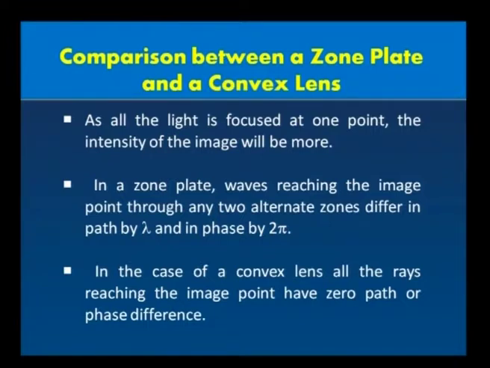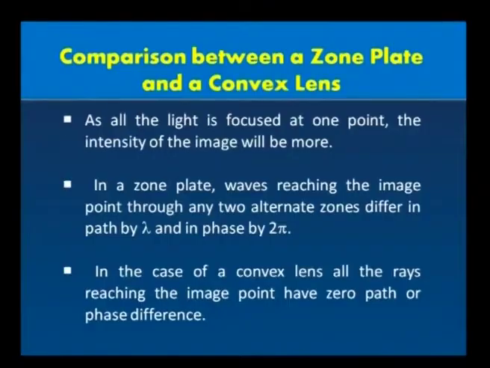So, now we are talking about light coming through the first zone and the third zone. Therefore, the path difference between light coming from the first and third will be lambda, or a phase difference of 2 pi. In the case of a convex lens, all the rays reaching the image point have 0 path or phase difference.